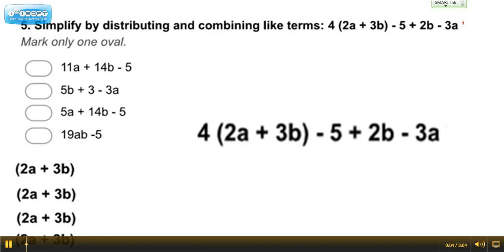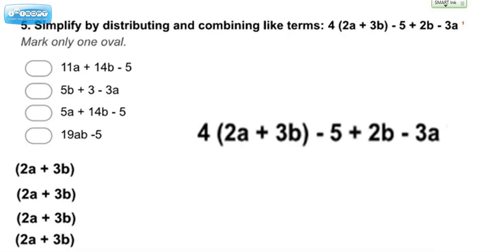We're looking at a question that a lot of sixth graders get wrong, so I thought I'd make a video on it. Simplify by distributing and combining like terms, and this is what they give you. And we have to choose one of these four. All right, so what I've done is I copied the expression and I put it right here. And let's take care of the distributing part.